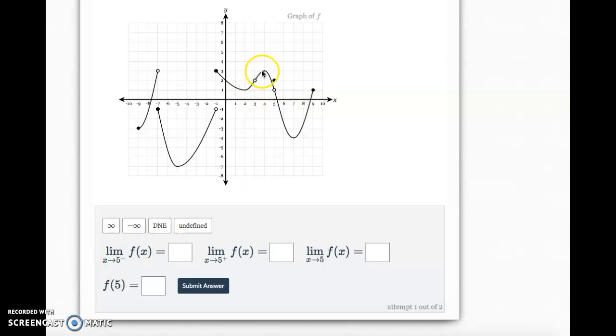as I approach 5 from the left-hand side, it looks like my y value will be 1. As I approach 5 from the right-hand side, it looks like my y value will be 1. My general limit, since these two match, is going to be 1. And then my actual function, f of 5, is where the actual dot is on 5, or where the actual point is. And so my actual point is right here, which is at 2.